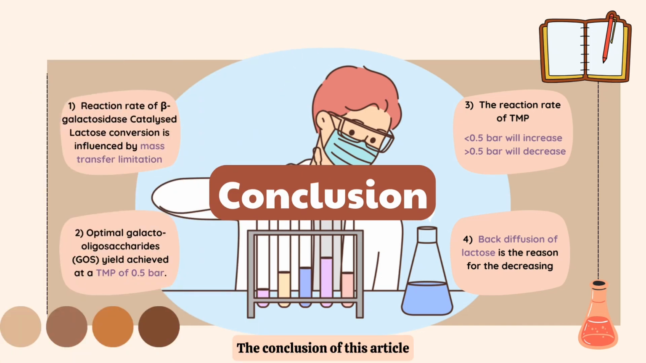The conclusion of this article: the reaction rate of beta-galactosidase catalyzed lactose conversion is influenced by mass transfer limitation. The optimal galacto-oligosaccharides yield is achieved at a TMP of 0.5 bars. The reaction rate when the TMP is lower than 0.5 bars is increasing, while higher than 0.5 bars is decreasing. It all happened because of back diffusion of lactose.